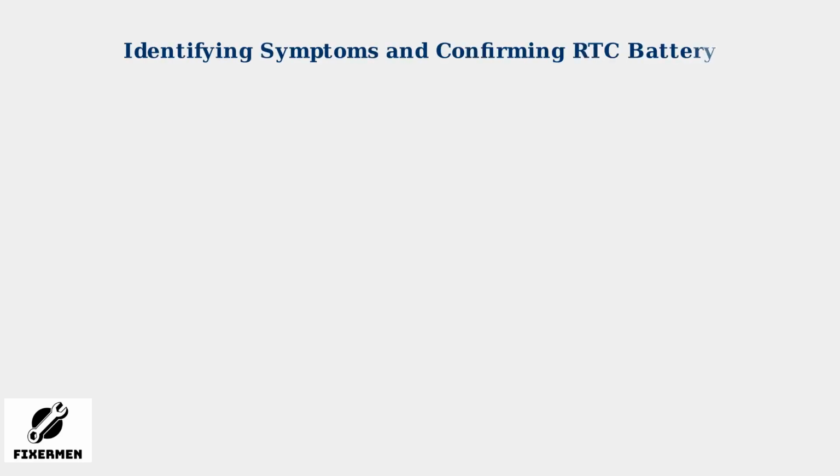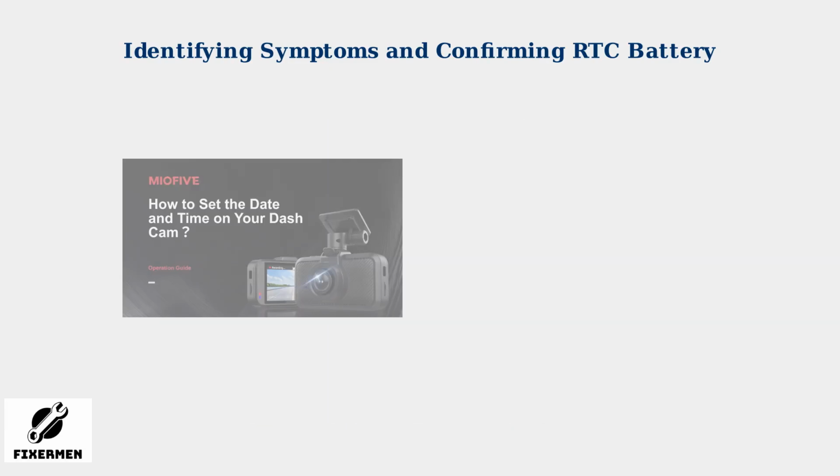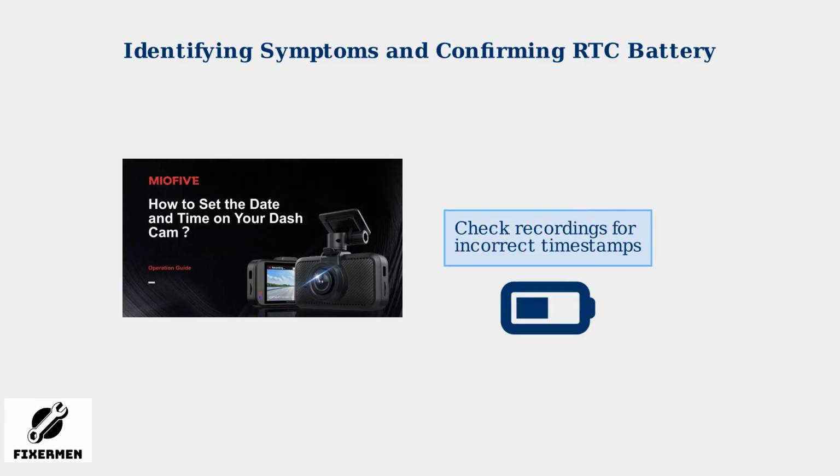The primary symptom of a failing RTC battery is when your dashcam reverts to a default date and time, such as January 1st, 2000. This happens because the battery that maintains the internal clock loses its charge. To confirm the issue, check your video recordings for incorrect timestamps. If the date and time are consistently wrong, especially after the camera has been stored or unused for several days, the RTC battery is likely failing.